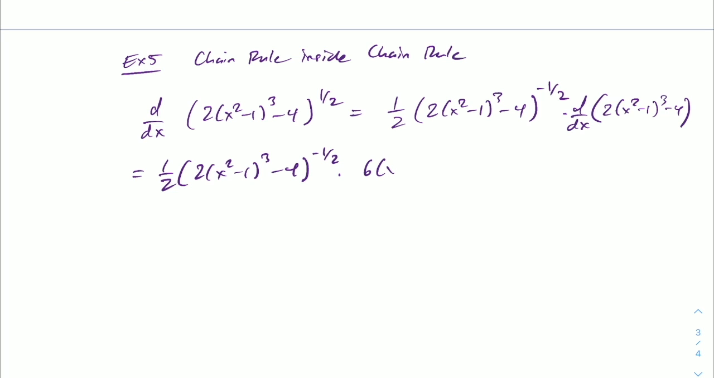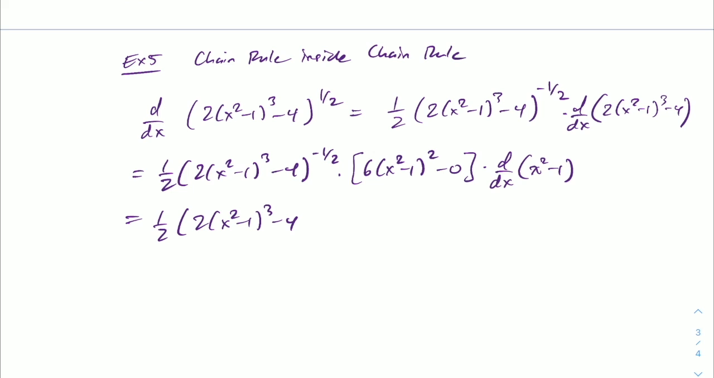6 times x squared minus 1 squared. The 3 comes down, turns the 2 into a 6, and then we subtract 1 from the power. The 4 becomes a 0. And then we'll multiply that by the derivative of the most inside function, the x squared minus 1 function. And that gives us, when we write out all the stuff, 2x at the end.